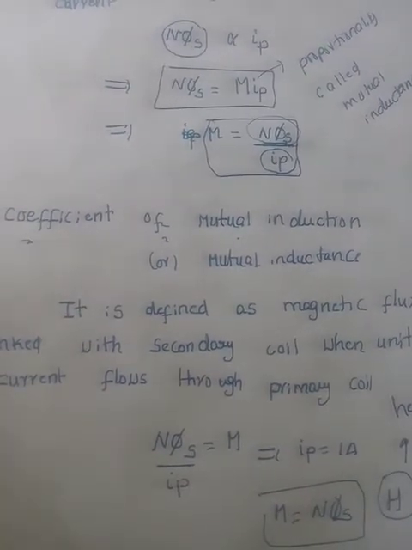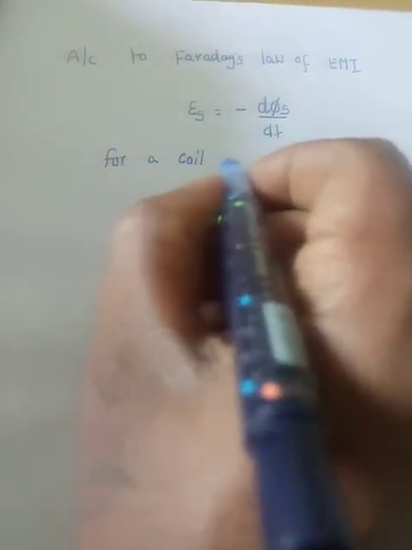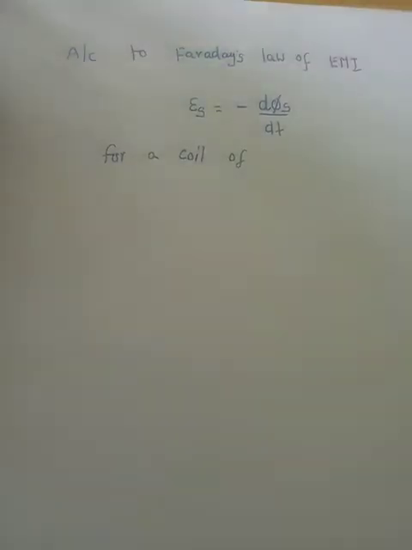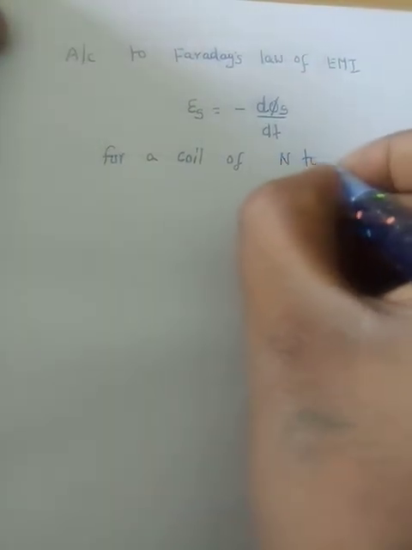One more definition we can give, using the same concept. According to Faraday's law of electromagnetic induction, the EMF induced in the secondary coil is equal to the rate of change of flux in the secondary coil only, right? Now, for a coil of N turns in the secondary coil, the same statement can be written as what?